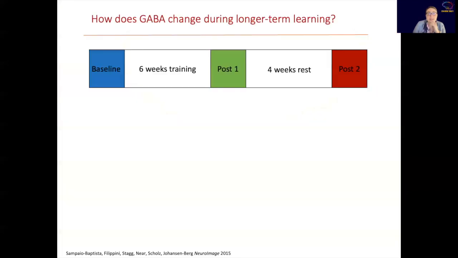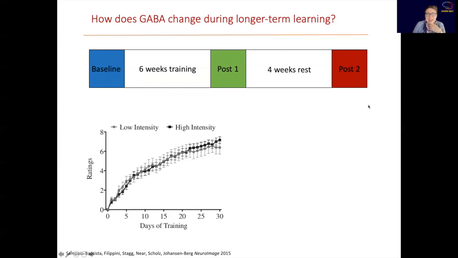So the first of these is coming out of Heidi Johansen-Berg's lab in Oxford. And what they did was look at juggling. They took a baseline scan. They then sent people away for 6 weeks and got them to learn to juggle, and took videos and showed that people did indeed get better. They then came back, took a scan, went away, were told not to juggle for 4 weeks, and then did a final scan.